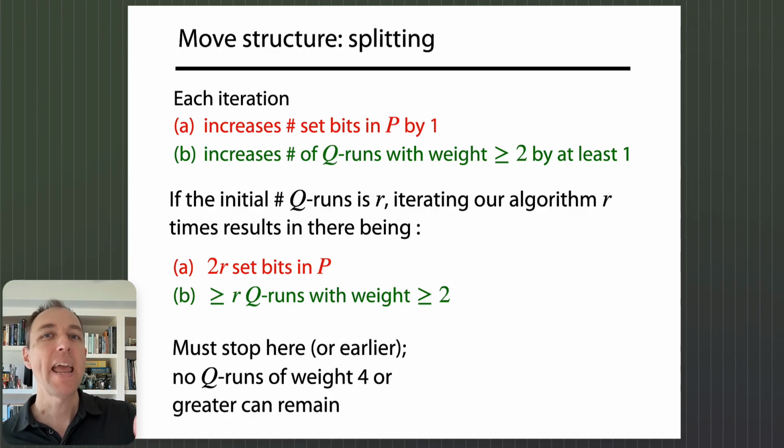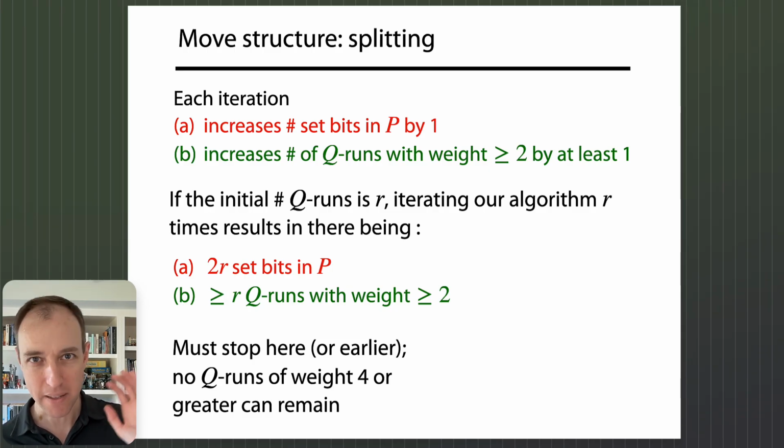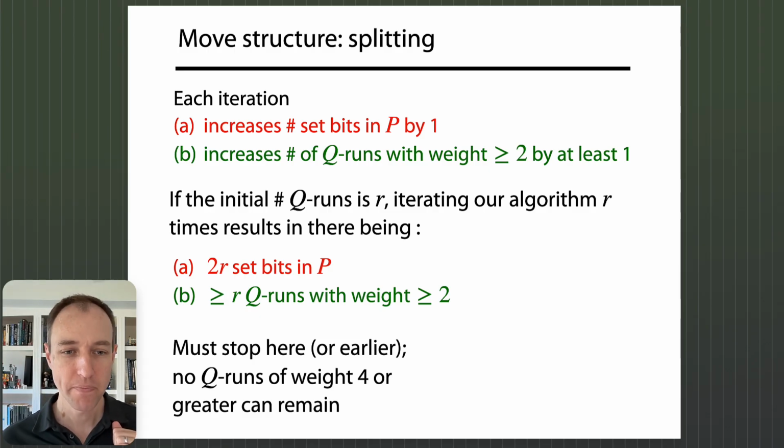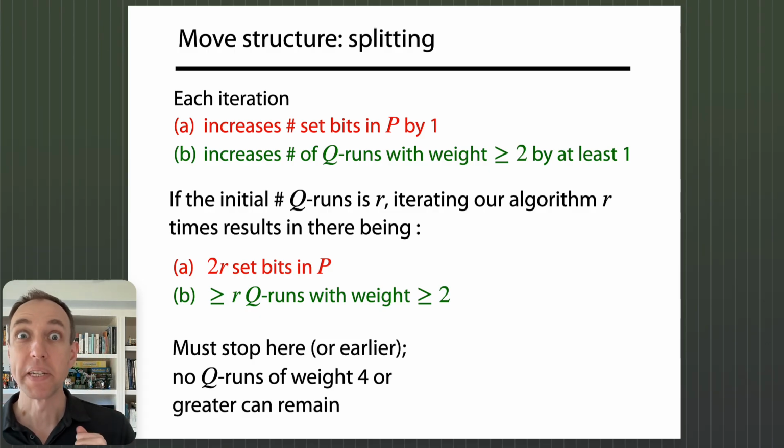Because if at any point all of the Q runs have weight less than 4, then we can stop. But for sure, by the time we get R iterations in, we can stop, because just thinking about what the situation would be R iterations in, we have to have 2R set bits, and we have to have at least R Q runs with weight at least 2. So for sure, we can stop at that point.